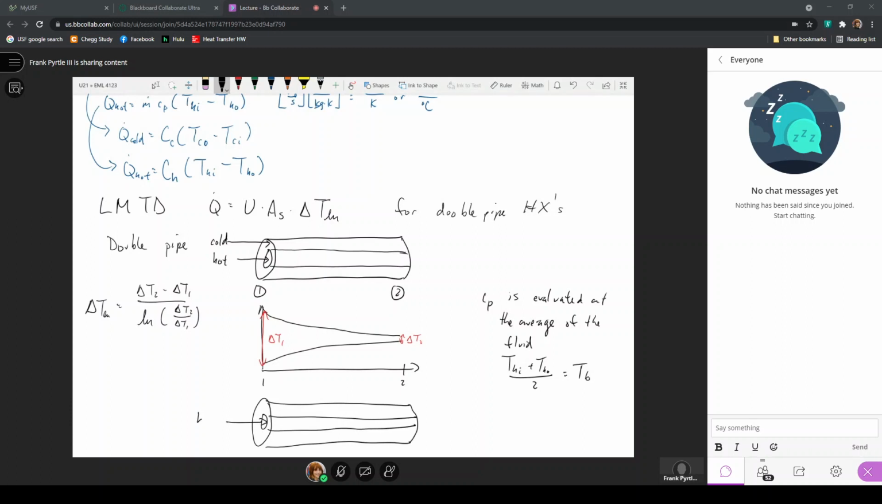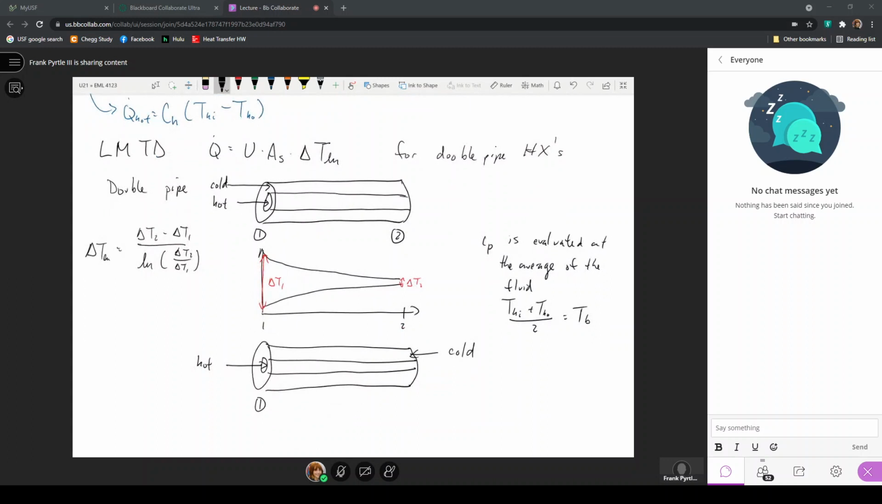Here, let's say we have the hot fluid coming in here and the cold fluid coming in here. Well, there's still a position number 1 and position number 2. For the parallel flow heat exchanger, delta T1 is just the hot inlet minus the cold inlet. Delta T number 2 is the hot outlet minus the cold outlet.